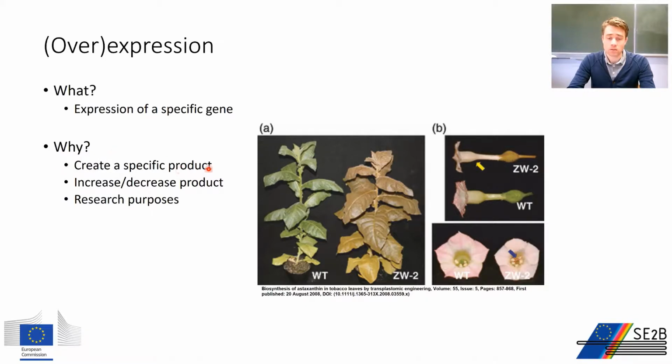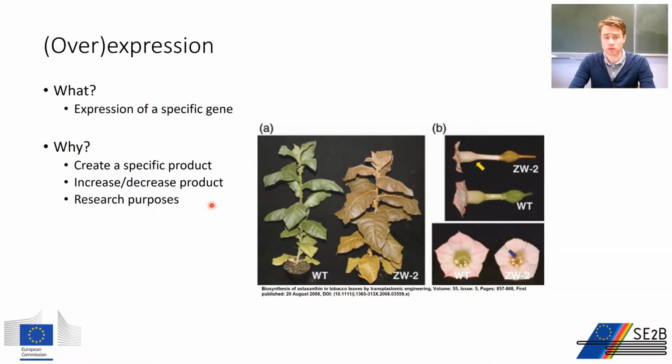Now, why? Well, the first we have had already, to create a specific product. Another possibility is to increase a product. For example, we have already a product that is present in plants and we want more of it because the concentration is a little bit low, or we only have positive effects when we have more of it. Or we want to decrease a product in the case that a specific product is not good for us, and it's not good for the growth, or it's limiting in some way. So then we want to decrease this product, or in some ways we want to do some research.